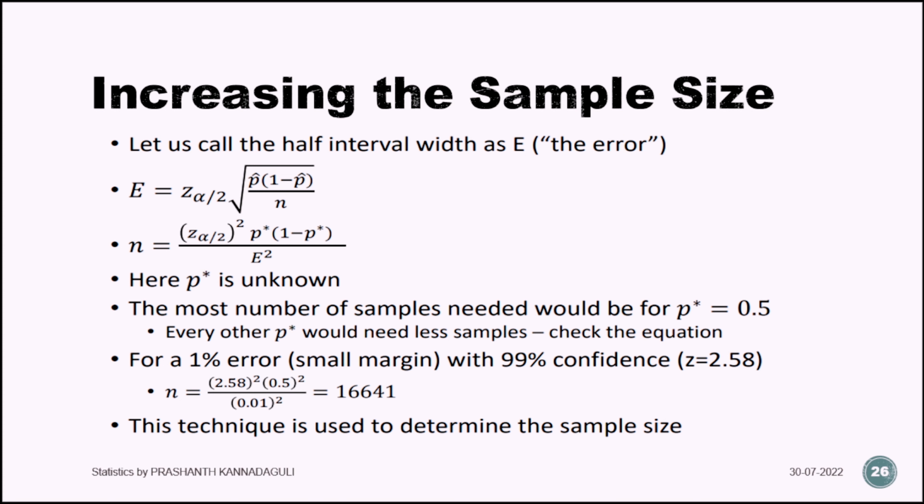So we'll put a term here. The term is called the half of the interval width. Whatever interval you have, it's half of the width. So 0 to some number you have, so that is the error term, let's call it. So how do you calculate the error? Error is nothing but the z of alpha by 2. It's actually nothing new. Already we have done that.